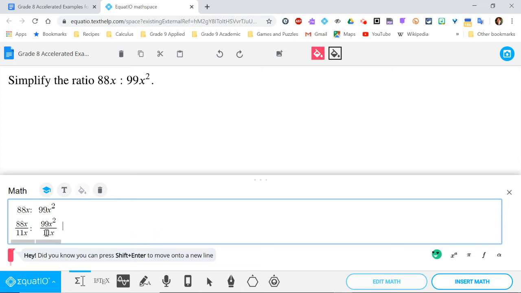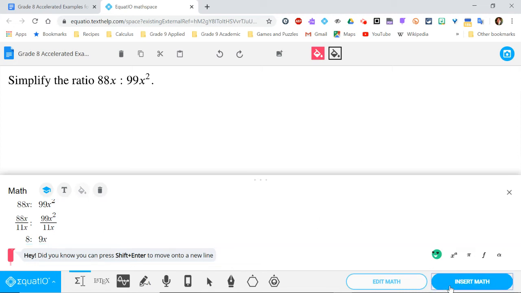And then you'll notice that I need to get down to here. So 88 divided by 11 is 8. X divided by x has a value of 1. So all that's left there is the 8. So I'm going to keep my colon in that column. Then over here, 99 divided by 11 is 9. If I have two x's on top and one on the bottom, so if I have x squared and I'm dividing it by x, I'm left with an x.